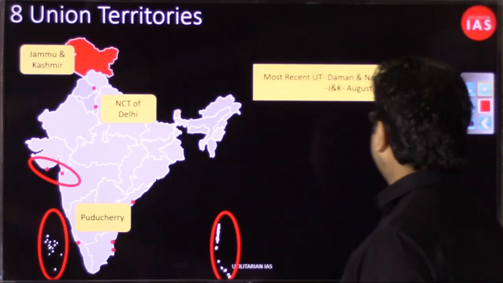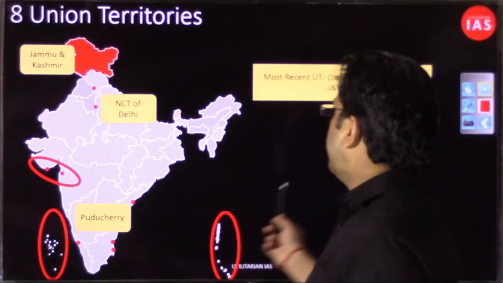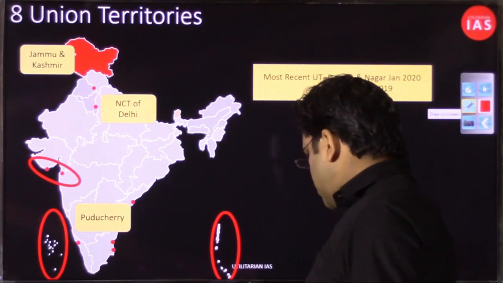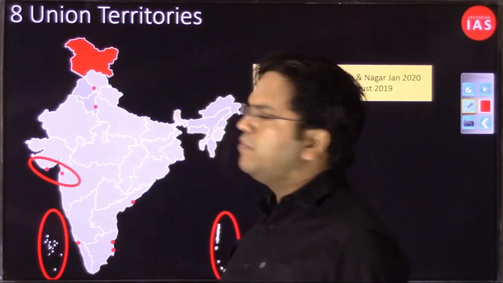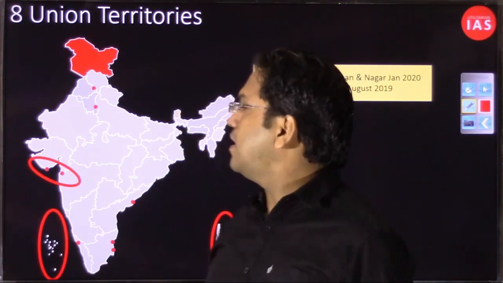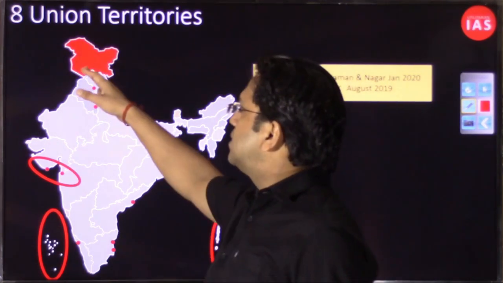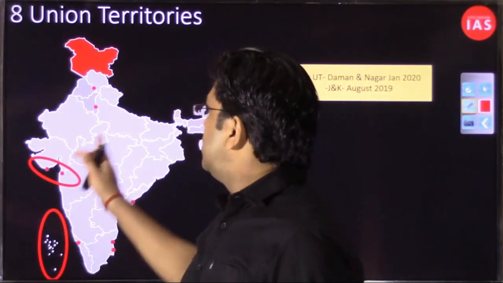So right now in 2020, when this video is being recorded, you do have 8 union territories. As you can see on the screen, there are 8 union territories. The editable map that we had to use on the slide has not been divided, so here you can consider Jammu and Kashmir to be divided into two union territories.